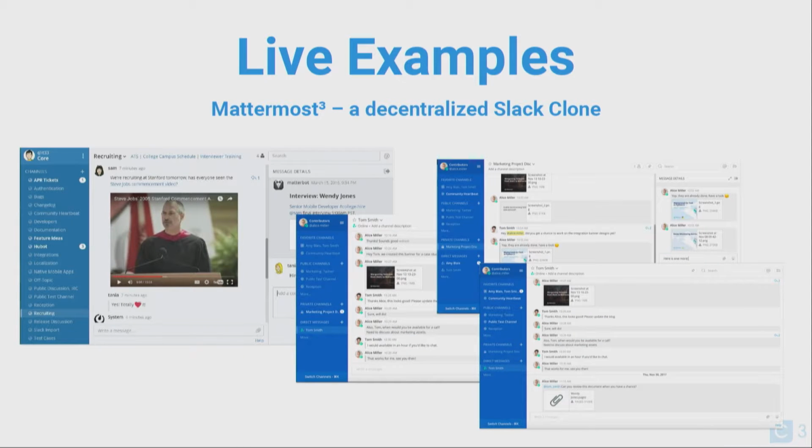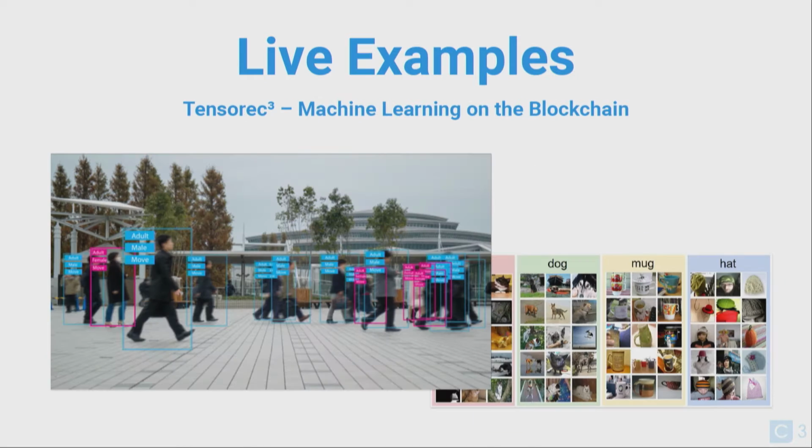Another example is a company called Mattermost. They're a Slack clone, just an open source version of Slack. So we took that code base, forked it over onto C3, and now we have a Slack clone running decentralized on our platform. That one was actually super easy to do because it was already set up for us.